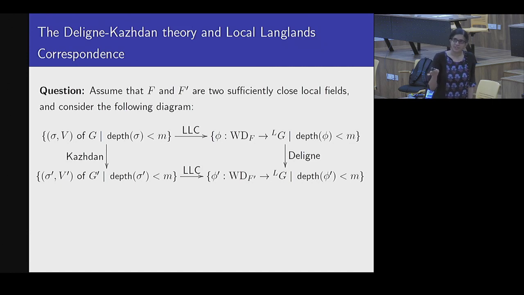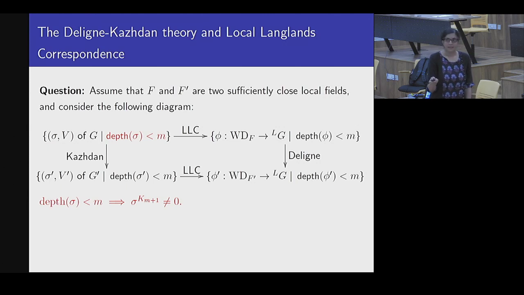The depth of a representation on this side is defined via what are called the Moy-Prasad filtration subgroups. So instead of going into the definition of that, let me just make this simple observation. If the depth of sigma is less than m, then sigma has a non-zero K_{m+1}-fixed vector. It is easy to prove this. And similarly, if the depth of phi is less than m, then phi restricted to the m-th upper numbering filtration of the inertia is trivial. So this puts us in the context of the Deligne-Kazhdan philosophy.